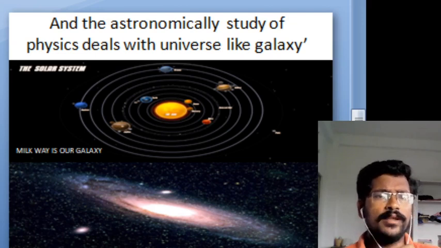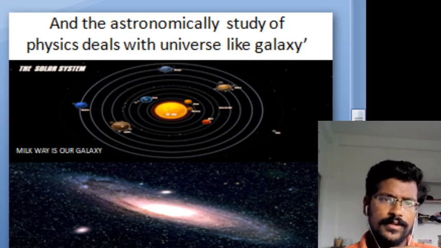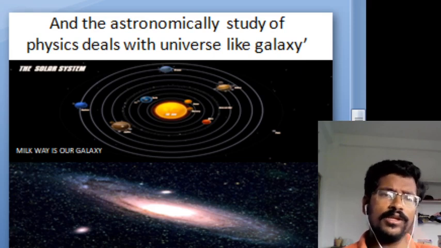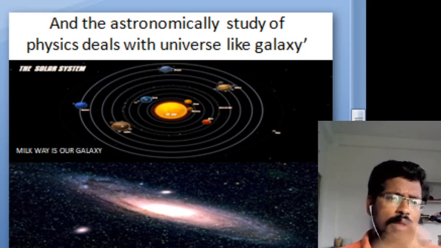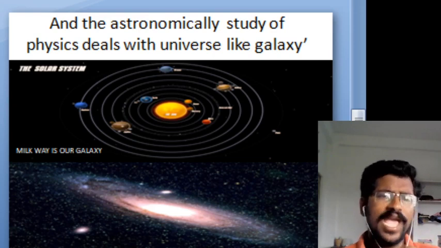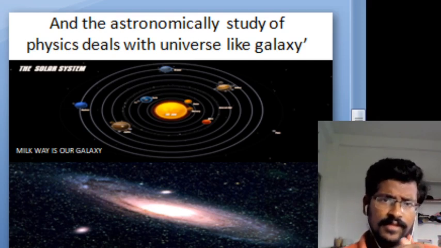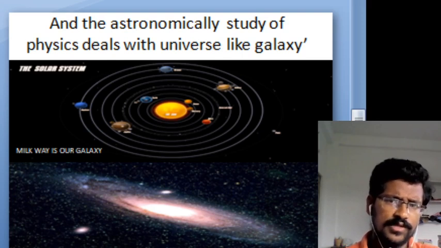Our universe has a number of galaxies and nebulas. We are living in one galaxy, that is the Milky Way. The Milky Way is our galaxy. In this Milky Way there are a lot of solar systems. We are living in one of these solar systems. This is our solar system.